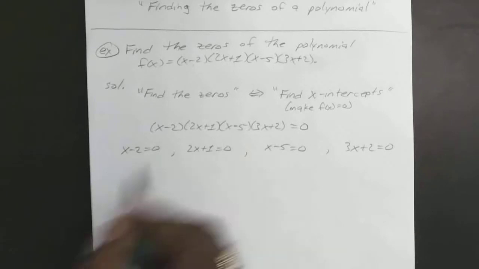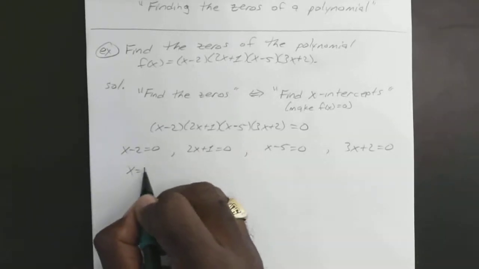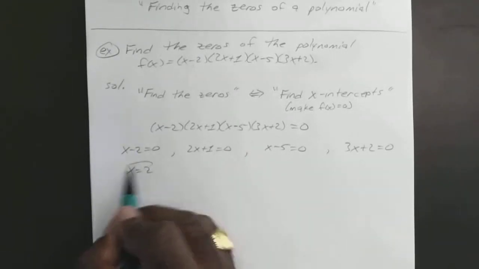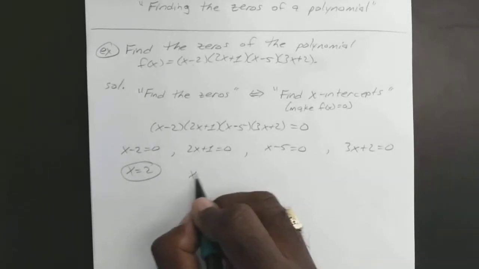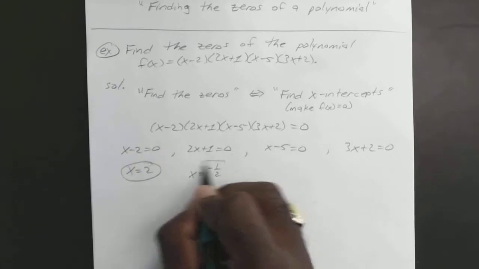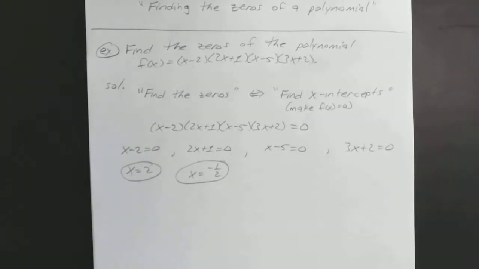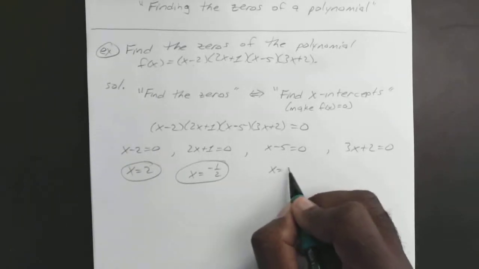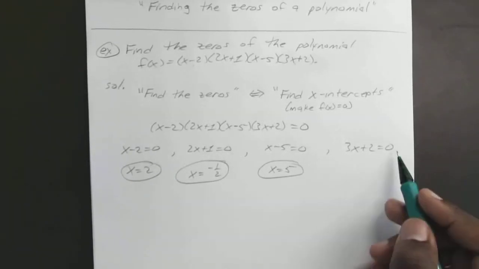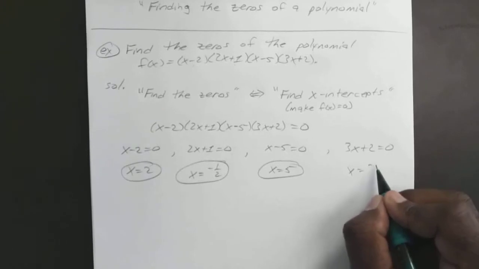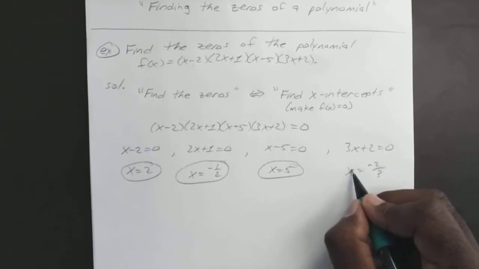All right, so here if we just add 2 to both sides, we see that x equals 2. Here if we subtract 1 and divide by 2, x is equal to negative 1/2. If we add 5 to both sides here, x equals 5. Here if we subtract 2, divide by 3, x equals negative 2/3.